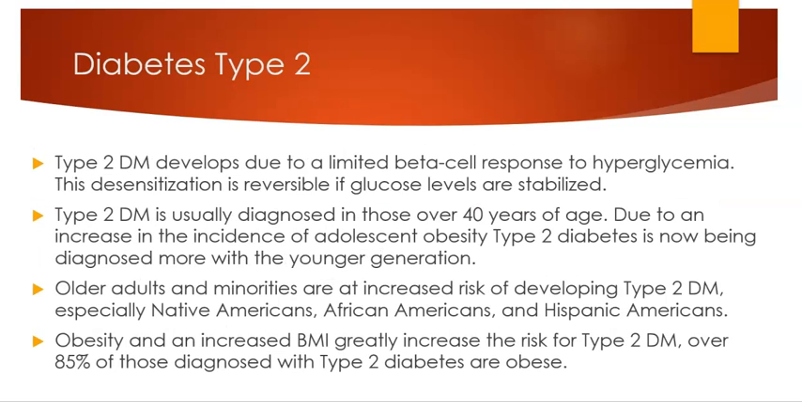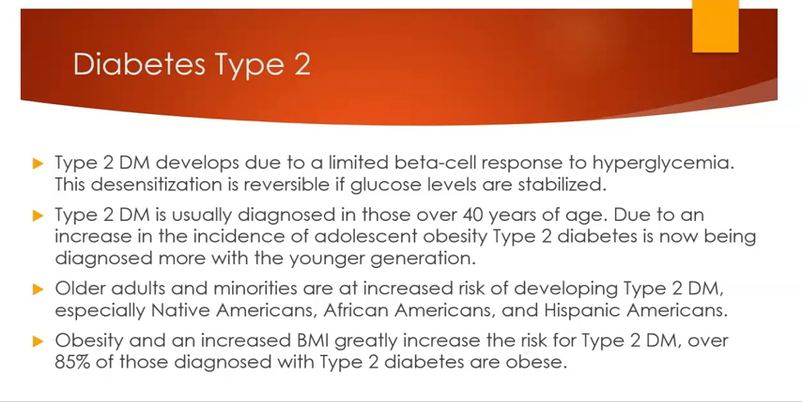Type 2 diabetes is definitely different. Type 2 diabetics are the ones who, usually an adult onset, if you will. So type 2 diabetes is, you have limited beta cell response to hyperglycemic episodes. So when your blood sugar gets too high, you have desensitized beta cell response. So your glucose levels just won't get stabilized like they should.